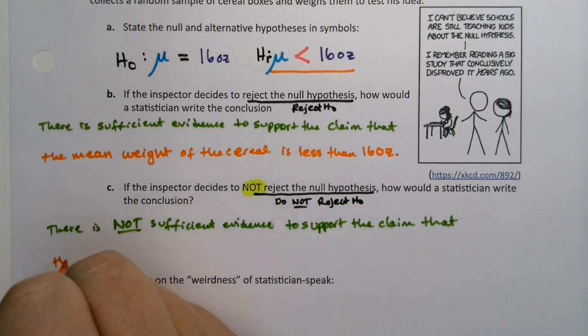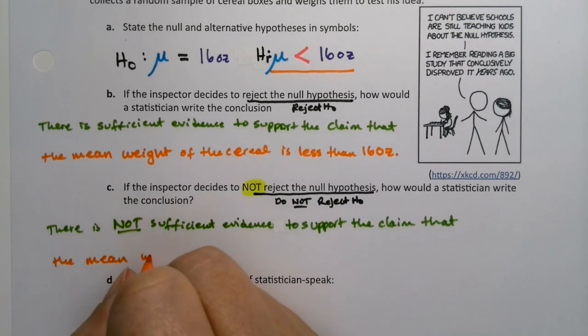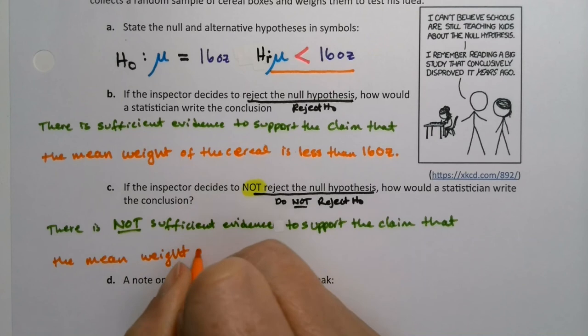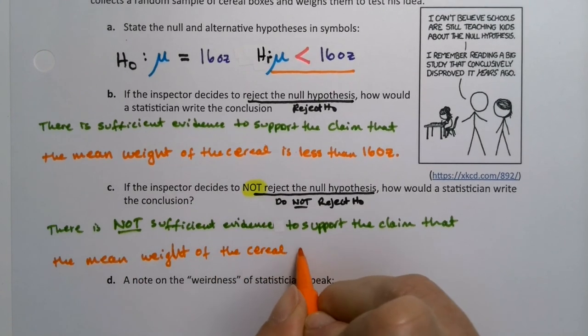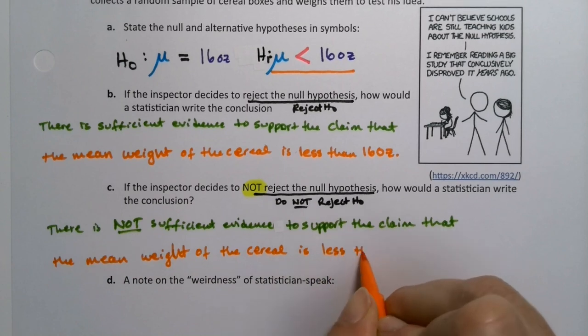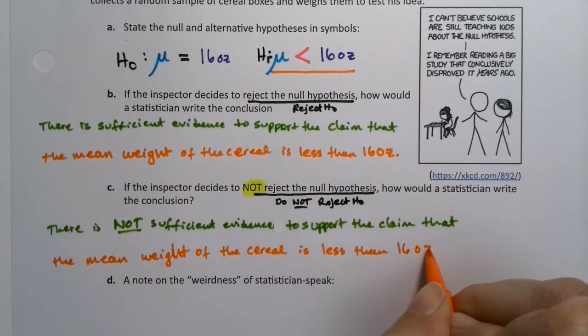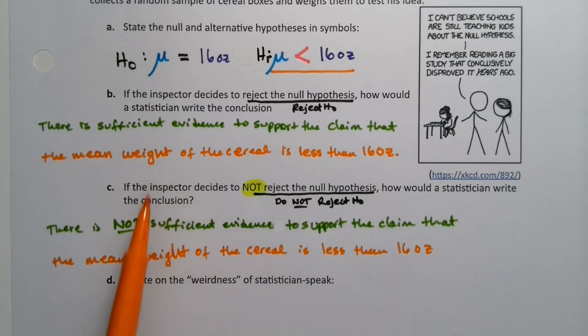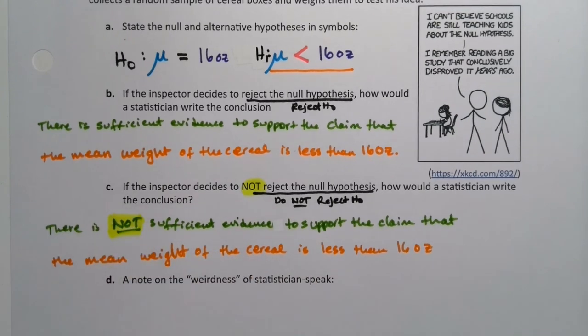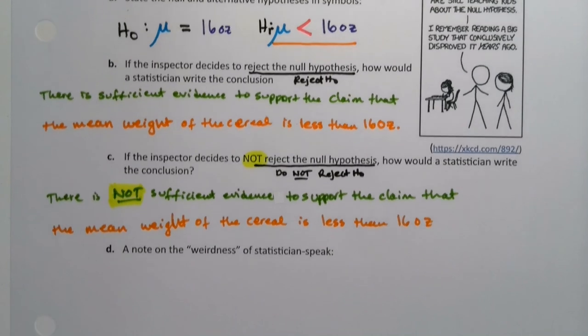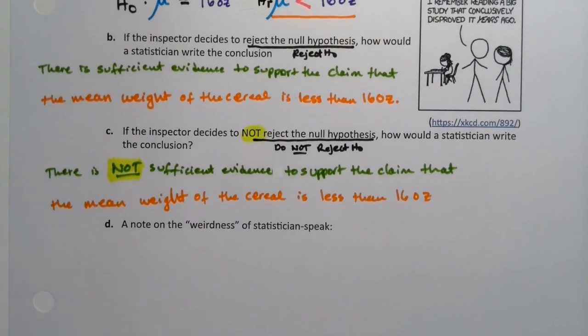It's still the mean weight of the cereal is less than 16 ounces. H1 never changed, right? The only thing that changes in the two conclusions is the word not. That's it. Otherwise, they are exactly identical in all ways. So that's a little strange, right? And it's very much a formulaic script that you must follow, but it's a little bit weird.